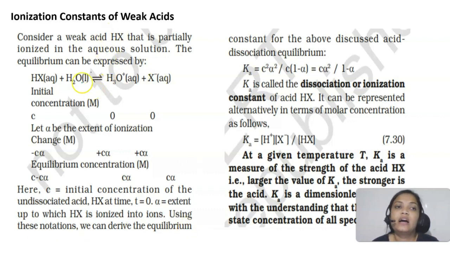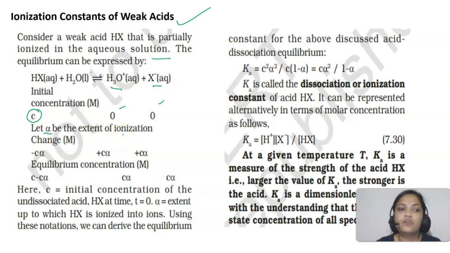Now let's see the ionization constants of weak acids and bases. You might have studied this in solutions also. We have already studied the dissociation constant, degree of dissociation, we have read all this, right? So you know that a weak acid will be partially ionized in the aqueous solution. Let's say the initial concentration of the acid is C and the concentration of ions would be 0. Now alpha is the extent of ionization.